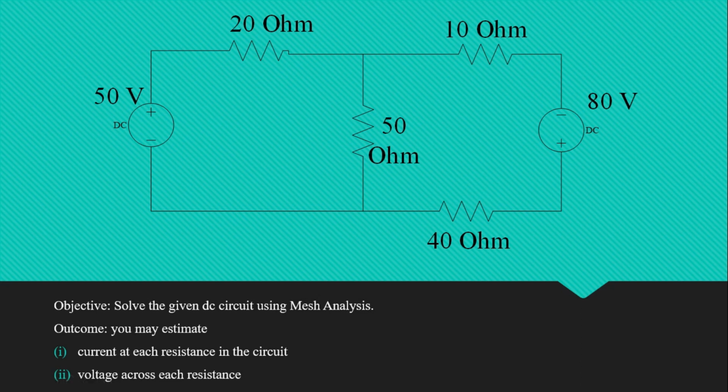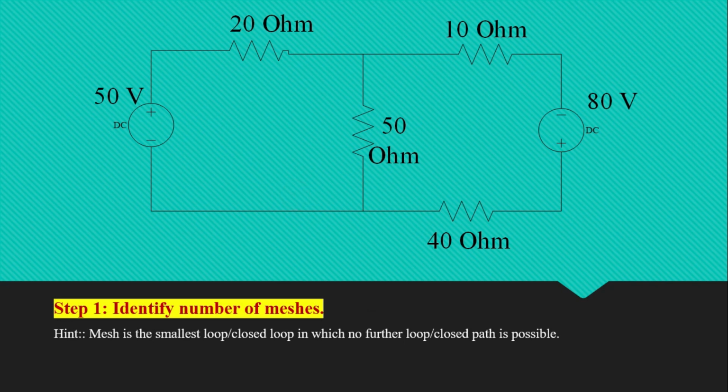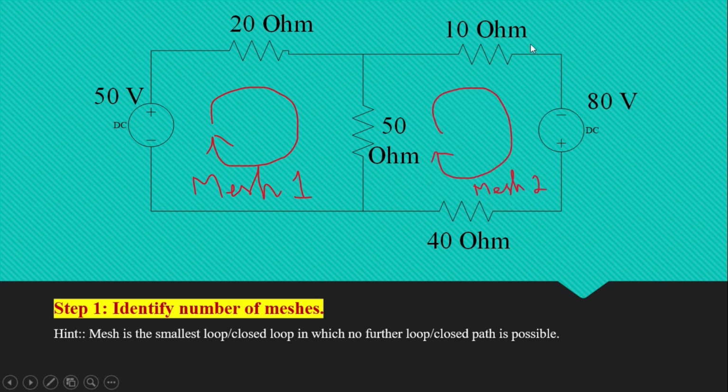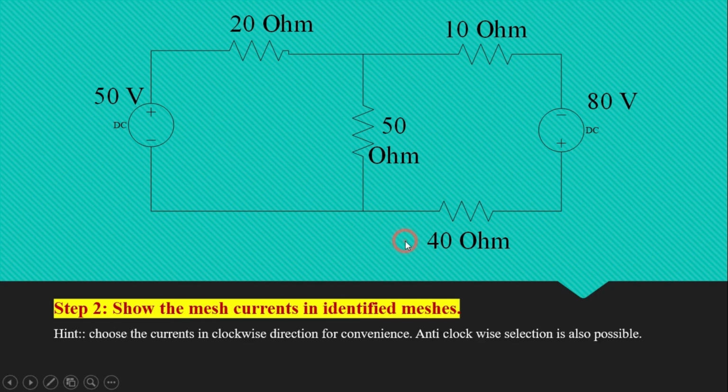So let's see how we can begin this mesh analysis method. The first step is to identify the number of meshes. A mesh is the smallest closed loop in which no further loop is possible. If we see the circuit, this is our mesh 1 and this one is our mesh 2. So this is our first step, to identify the number of meshes in our circuit.